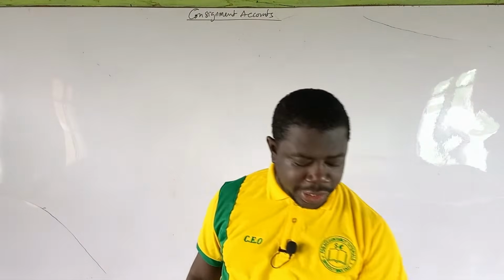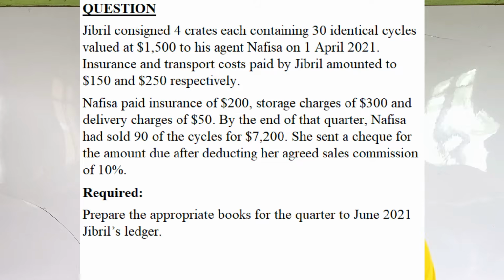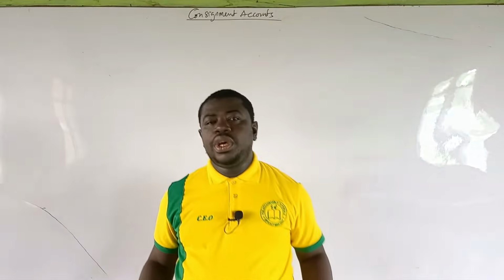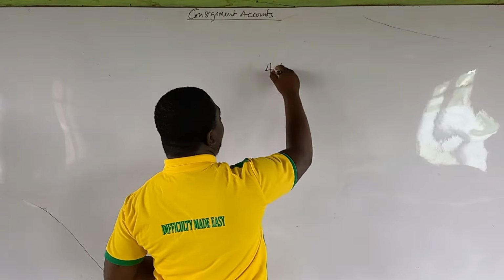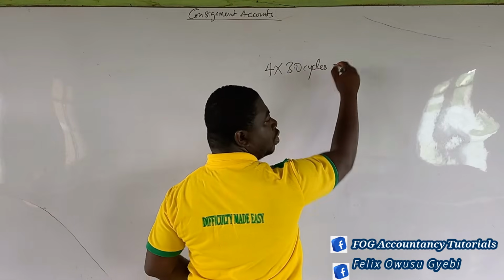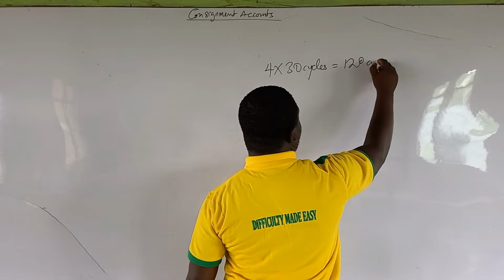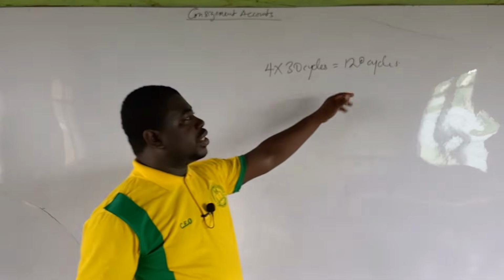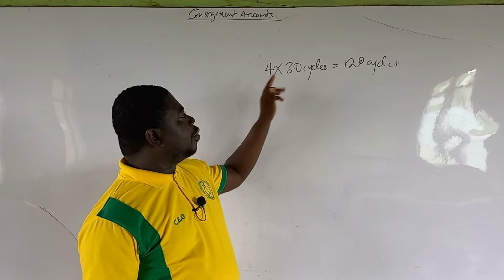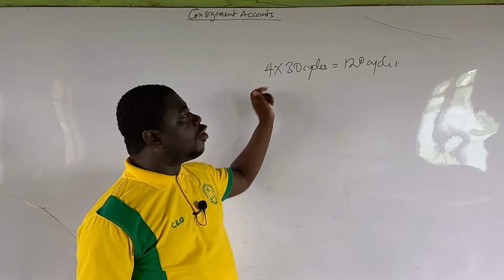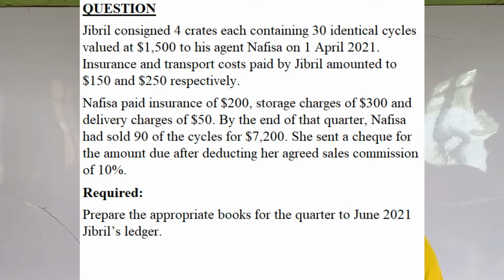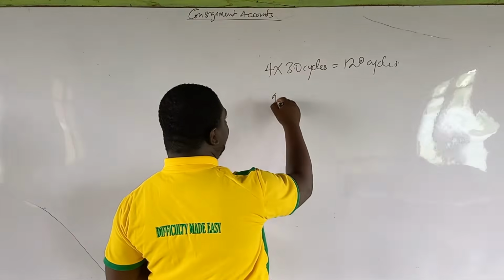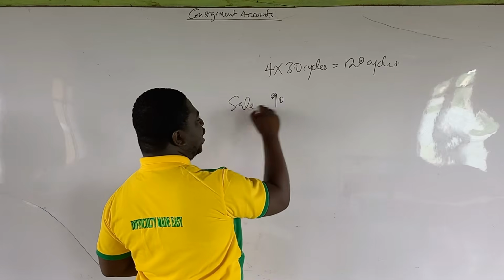If you look at the question carefully, we are told that Jabril consigned 4 crates, each containing 30 identical cycles. So 4 times 30 is going to be 120 cycles. The consignment was 120 cycles in all because each crate contained 30 cycles and 4 crates were taken. Now let's look at the sales. We are told also that Nafisa had sold 90 of the cycles for $7,200. So sales were 90 cycles.